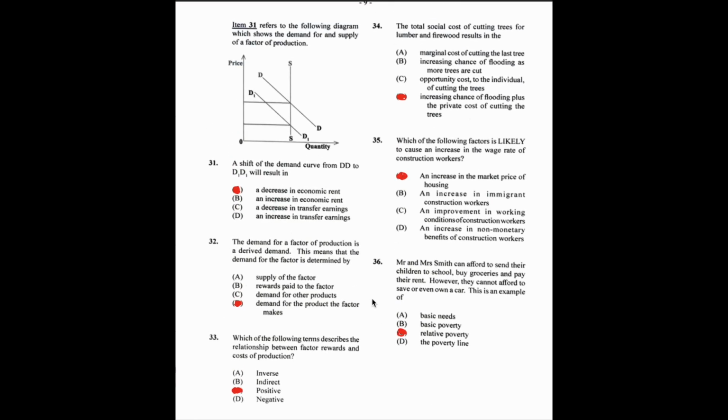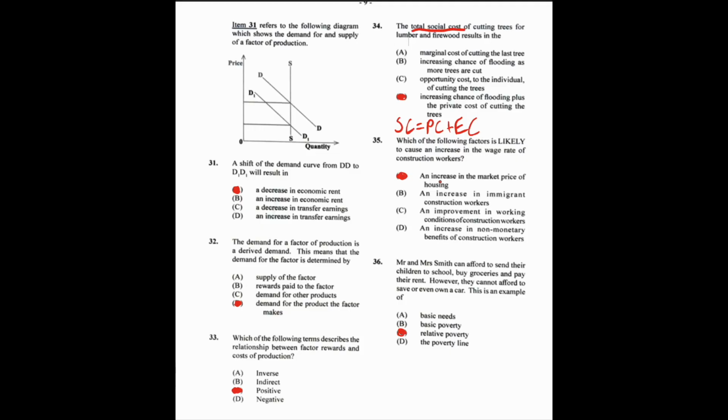34 says the total cost of cutting trees for lumber and firewood results in D, increased chance of flooding plus the private cost of cutting down trees. Just always remember this: social cost is equal to private cost plus external costs. And the same is for benefits. Social benefit is equal to private benefit plus external benefit. Always ensure that when you're talking about total social costs.